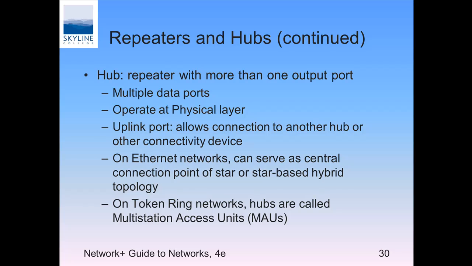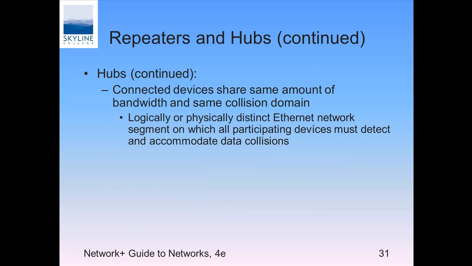Hubs are called MAUs, multi-access units, on token rings. Connected devices share the same bandwidth and the same collision domain. If you're going to do this, you're going to have a lot of wait time, don't you think? Because only one device can be communicating at any given time. Now, those times are really short.